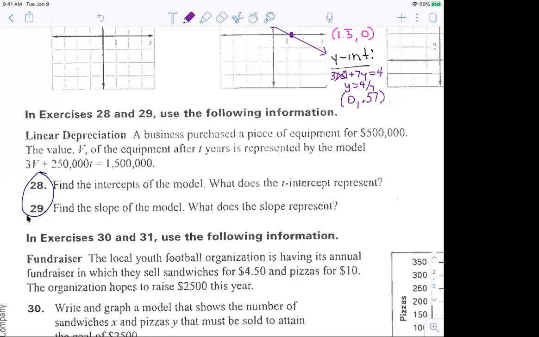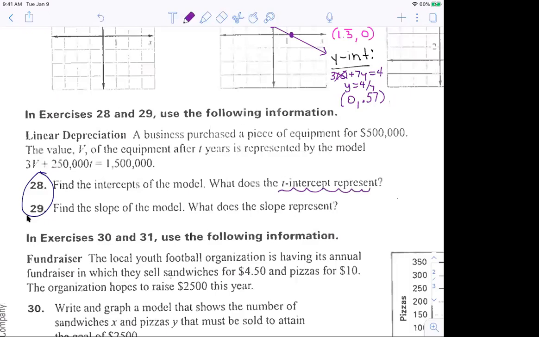So this is talking about a linear depreciation, which means it consistently loses the same value after every year. So when it's linear, it's the same amount every year that it's losing value. A business purchased a piece of equipment for $500,000. The value V of the equipment after t years is given by the equation 3V plus $250,000 t equals $1,500,000. For 28, it says find the intercepts of the model, and then it says what does the t-intercept represent?